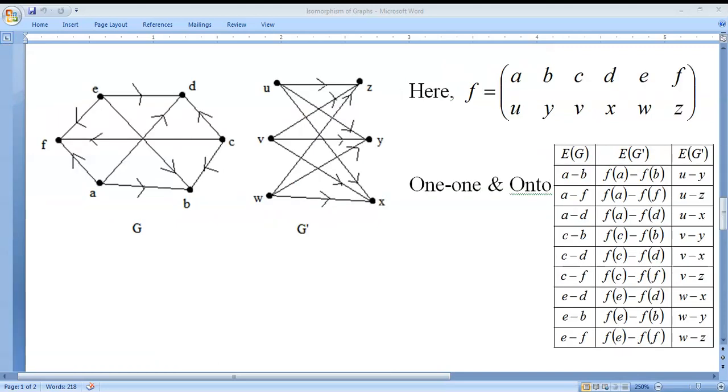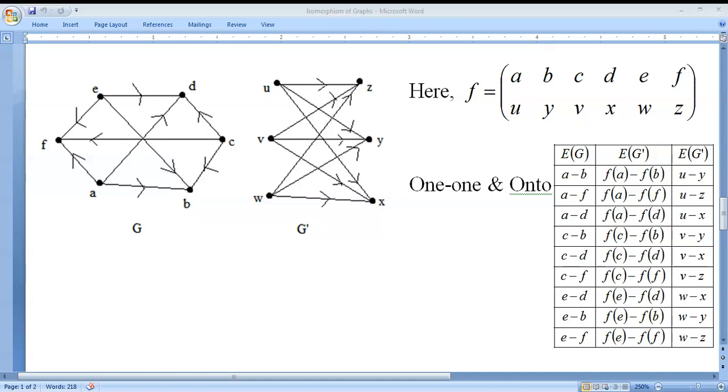Now let us take another example. There are 2 graphs. The first graph has vertices a, b, c, d, e, f, and the second graph has vertices u, v, w, x, y, z. We need to verify whether these 2 graphs are isomorphic to each other or not. So I have defined the function f from a, b, c, d, e, f to u, y, v, x, w, z based on the in degree and out degree.